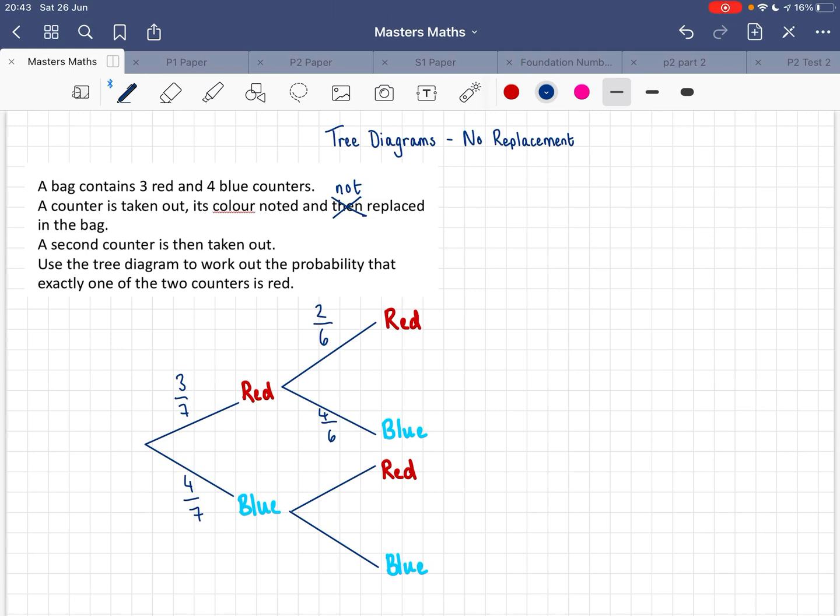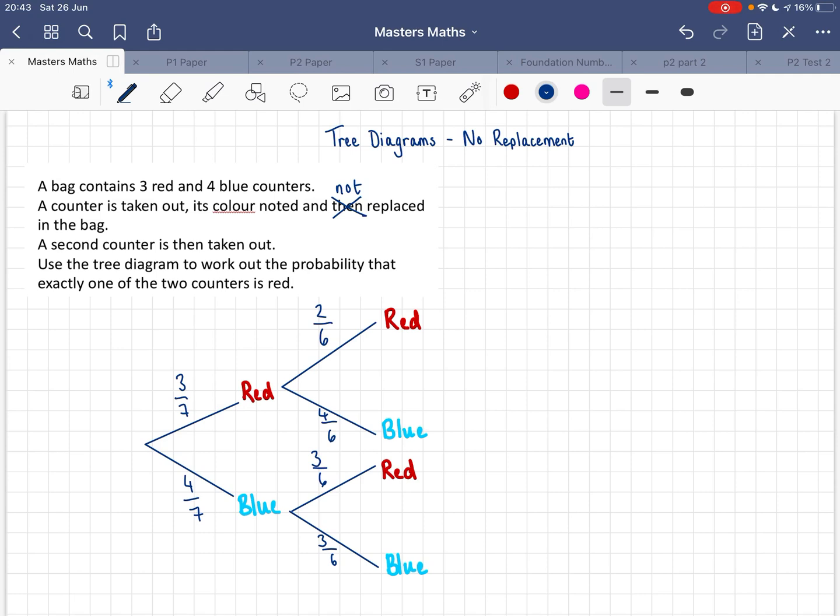Okay, so we're kind of starting from scratch again. So we've picked one blue counter out, meaning there's 6 counters left in the bag because you've taken one out and you kept it, you haven't replaced it. But this time the counter was blue, so that means there's still 3 red counters left in the bag because this time we haven't picked a red counter first, we've picked a blue counter. And now there's only 3 blue counters left because we've taken one of them out. So there's only 3 left out of the original 4.